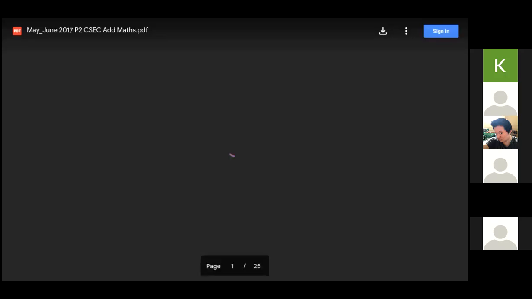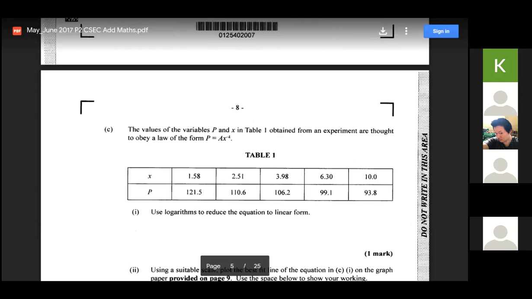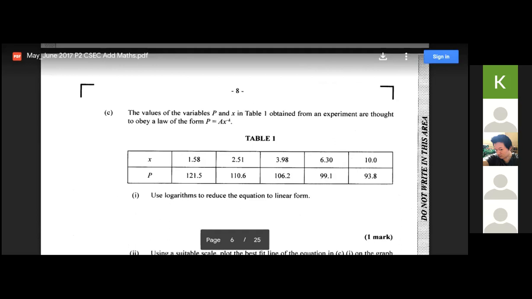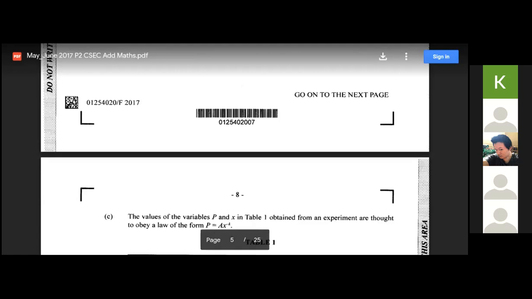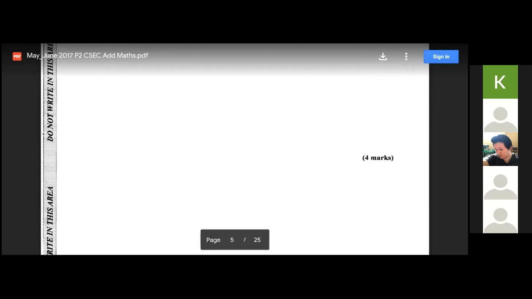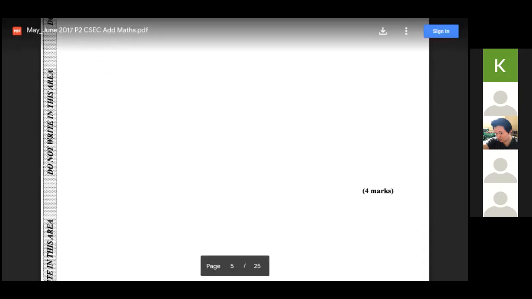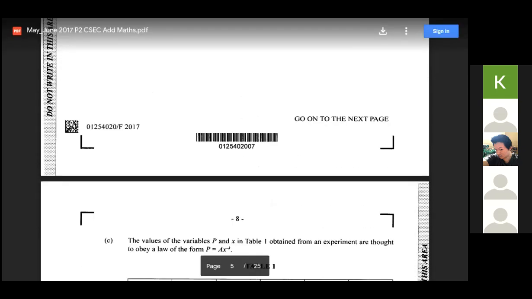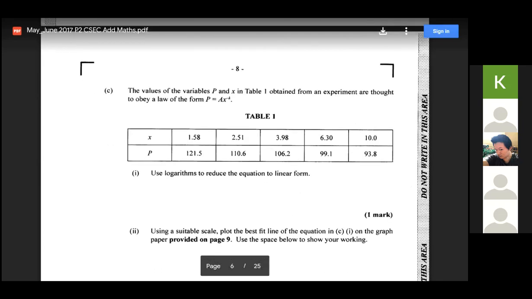So while we wait for this, is everybody following so far? How to write it in linear form and identify what Y, M, X, and C are. Yes, miss. That's one person. And this is the 2017 paper, by the way. Miss, I forgot everything. Oh my gosh. Need to practice. Yes, practice makes perfect.